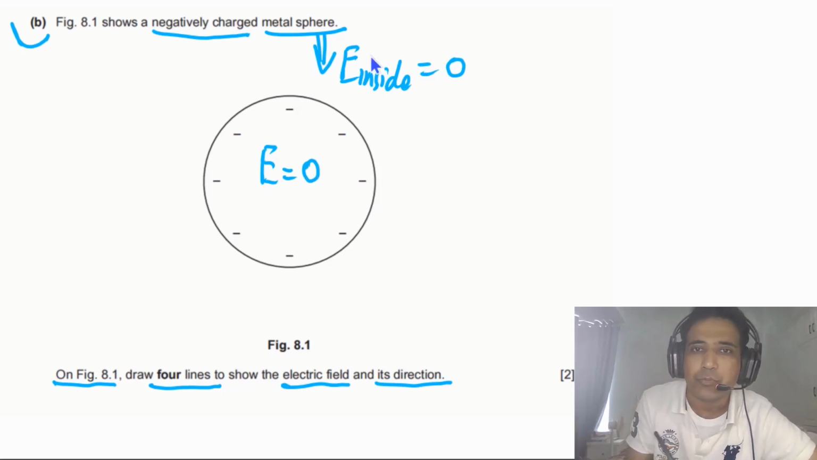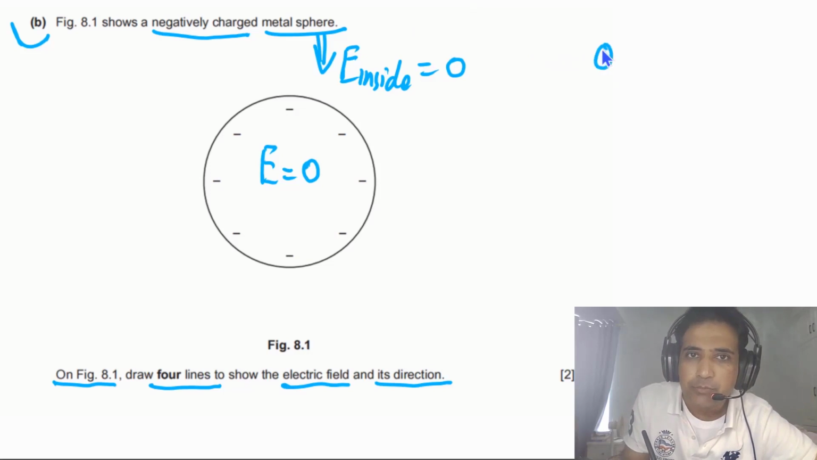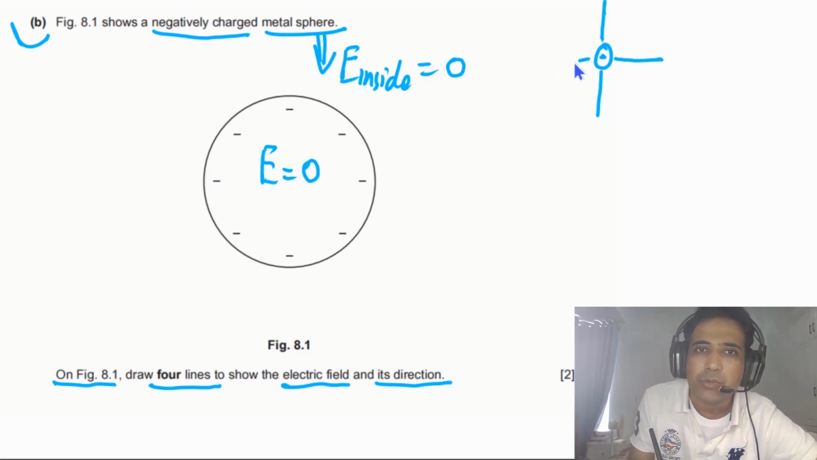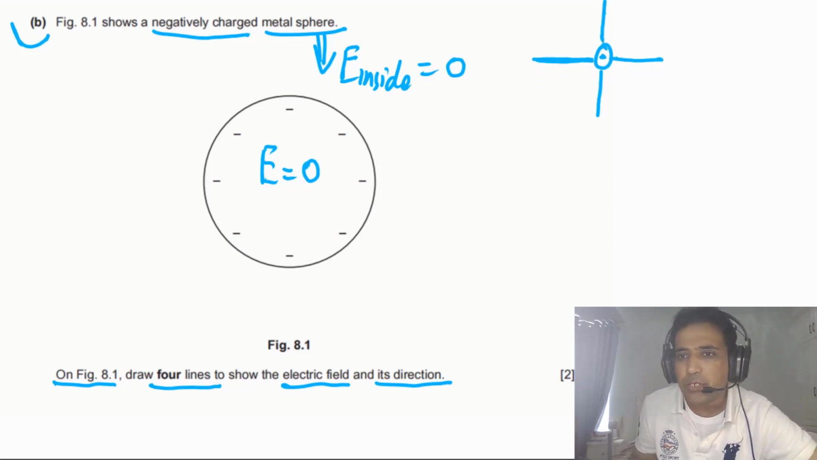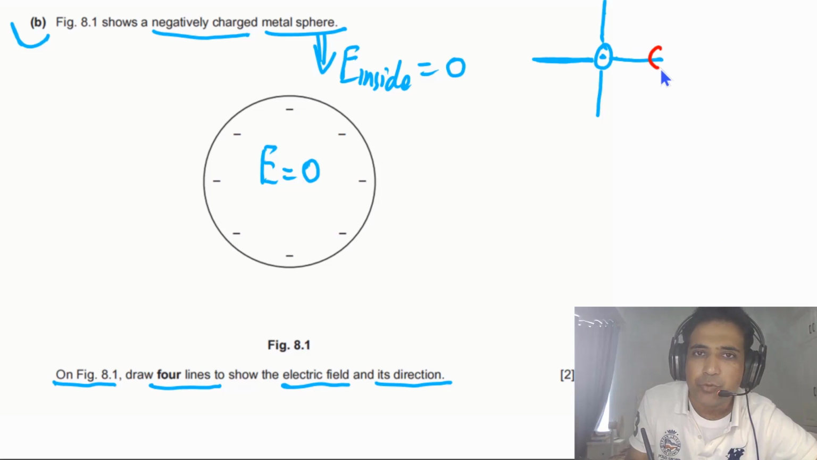Very important point. Now you can imagine simply we have a negatively charged particle. So this particle has negative charge. How can we draw the electric field lines? Direction is important. So we can imagine a unit positive charge as we discussed before. Imagine that we place one unit positive charge here.